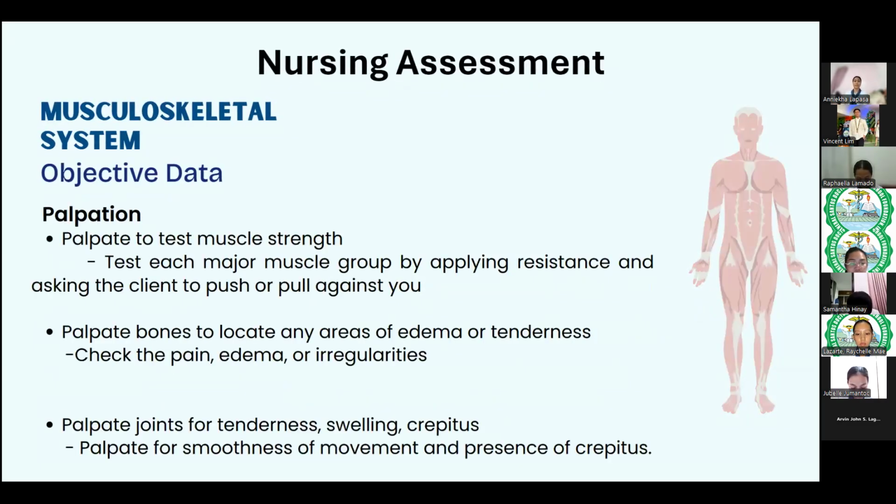Next is palpation. Firstly, palpate to test muscle strength. Test each major muscle group by applying resistance and asking the client to push or pull against you. Then palpate bones to locate any areas of edema or tenderness. We should check for pain, edema, or any irregularities. Next, palpate joints for tenderness, swelling, and crepitus. Palpate for smoothness of movements and presence of crepitus.